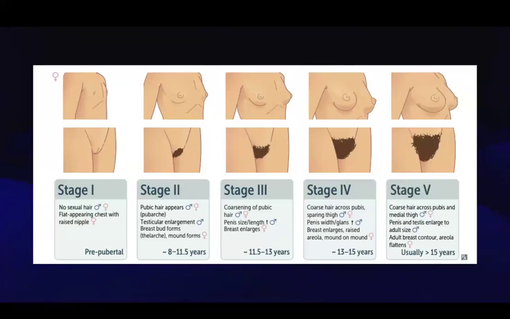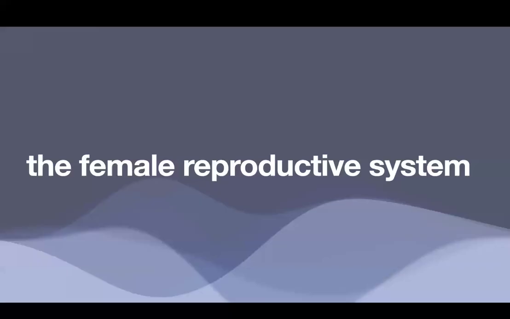And finally, on stage 5, you basically have hair that has now reached across into the medial thigh. Shaving becomes a bit more of a hassle. The adult breast has gotten even larger and has developed that characteristic adult breast contour, and also the areola flattens, and now you have the normal adult. And that's usually around over the age of 15. So that kind of wraps up puberty.